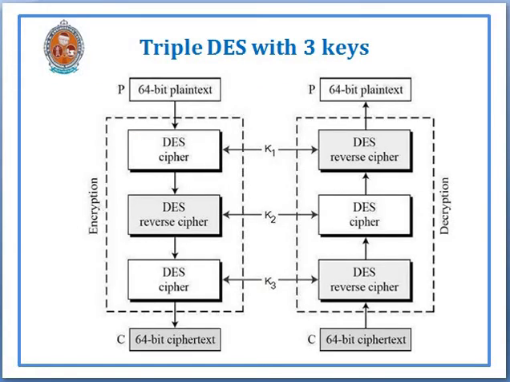Now this is the diagram of a triple DES with 3 keys. Initially the 64-bit plaintext is given as input to the DES encryption process, which takes K1. The output is then DES decrypted with key K2, and the output is again encrypted with key K3. Then the output of this third encryption is what we call the 64-bit ciphertext. The triple DES decryption is also the reverse of the triple DES encryption process.